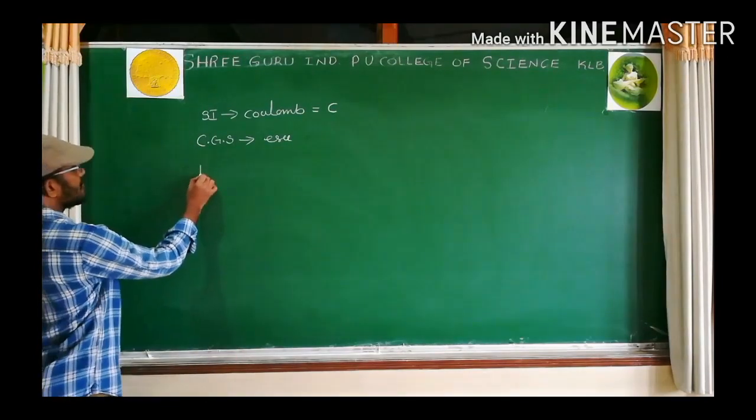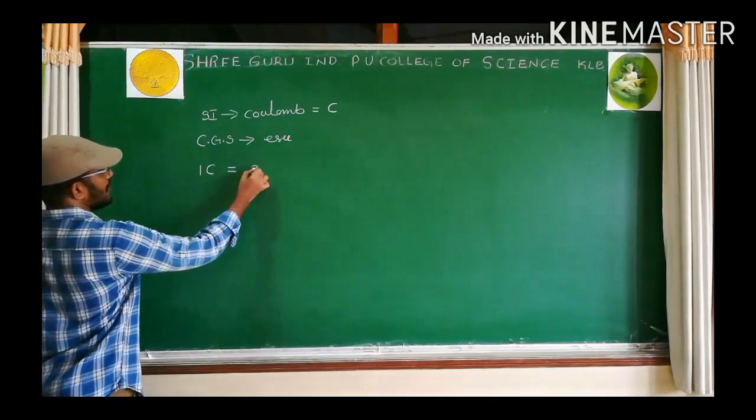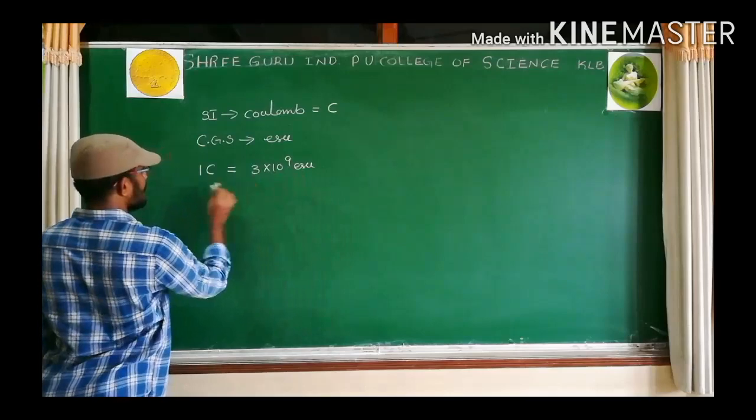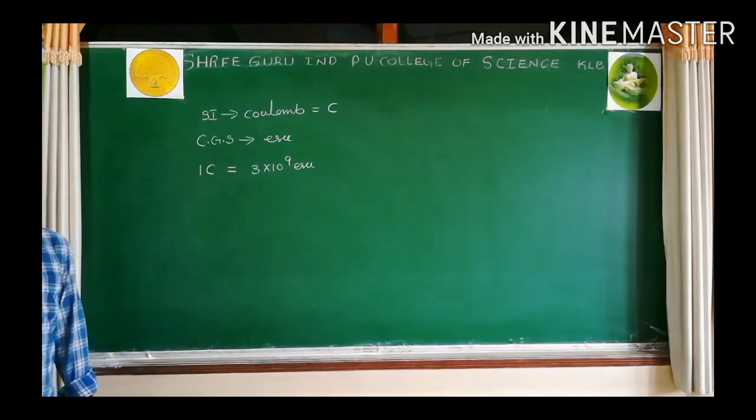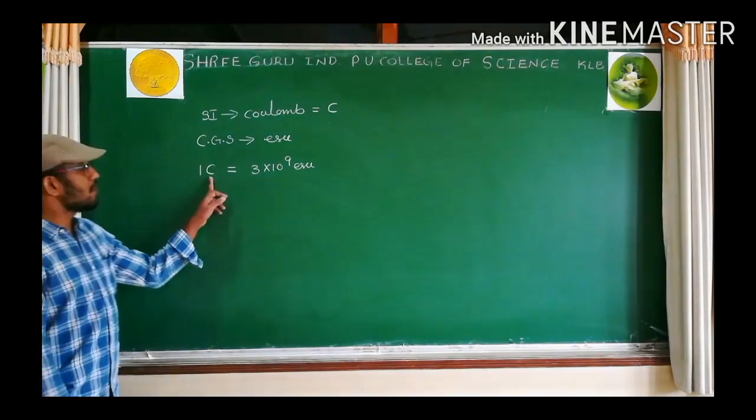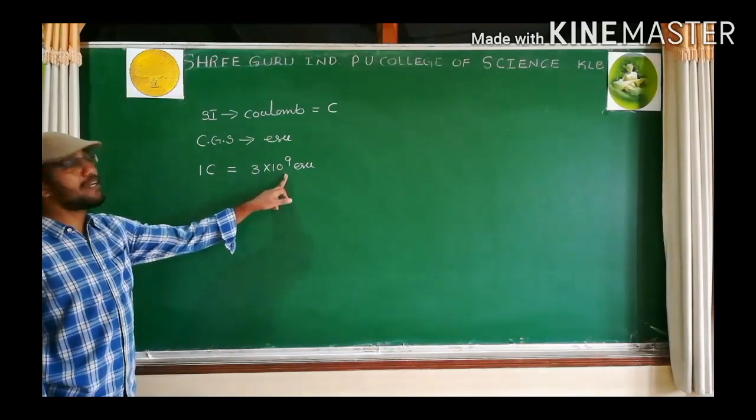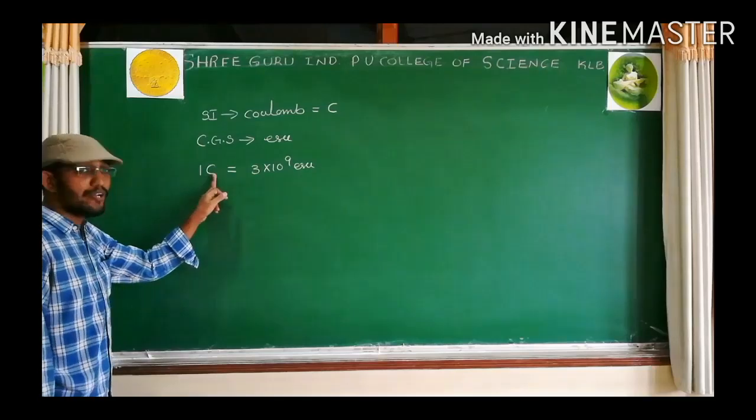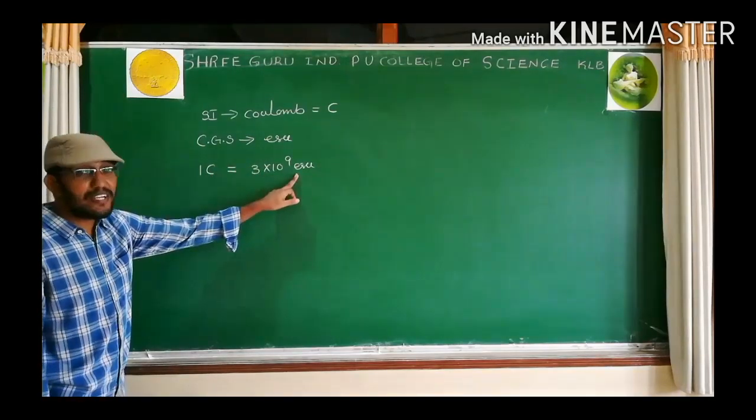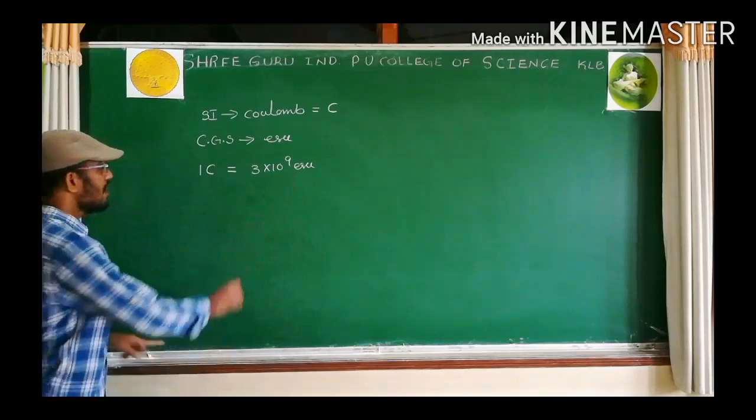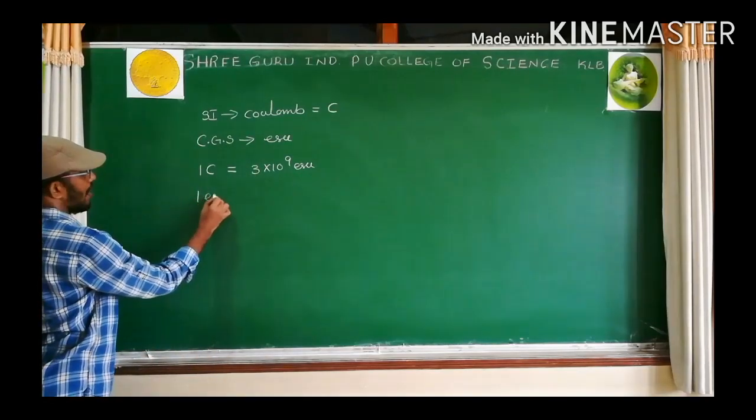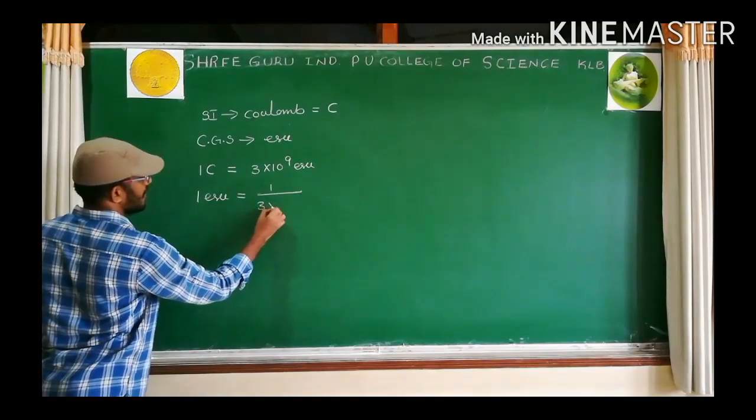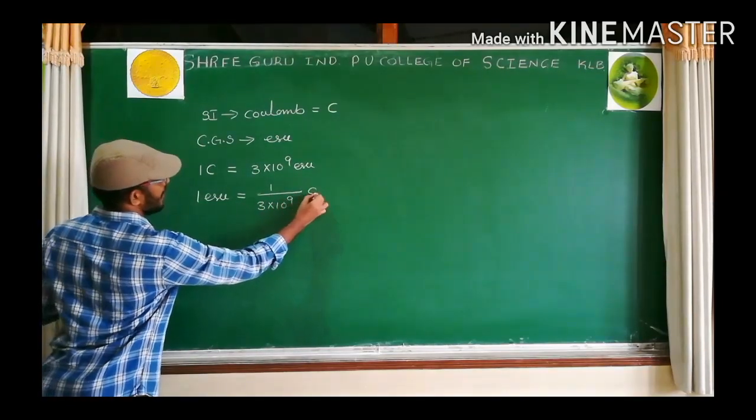And 1 Coulomb is equal to 3 into 10 power 9 ESU. This is the relation between Coulomb and ESU, the relationship between the SI unit of electric charge and the CGS unit of electric charge. And from this we can write 1 ESU is equal to 1 divided by 3 into 10 power 9 Coulomb.